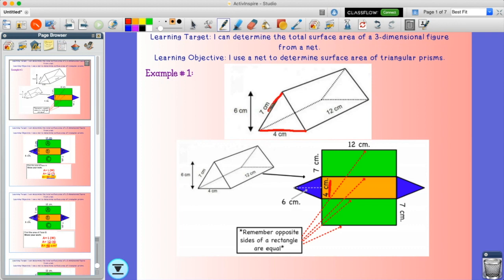This 7 centimeters, the side length, is going to be the width of the other 2 rectangles that are over here in green. If you see, the length of the rectangle is going to be 12 centimeters. And remember, opposite sides are equal in rectangles. So all of these opposite sides, the length is going to be 12 centimeters. And the height of both triangles is going to be 6 centimeters.